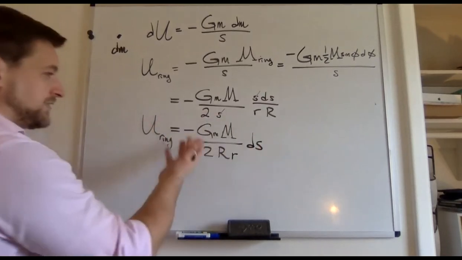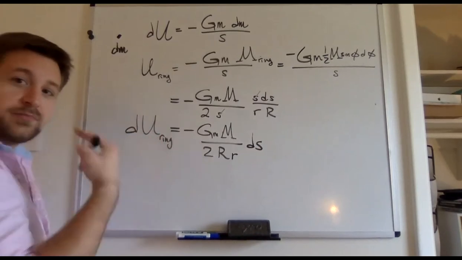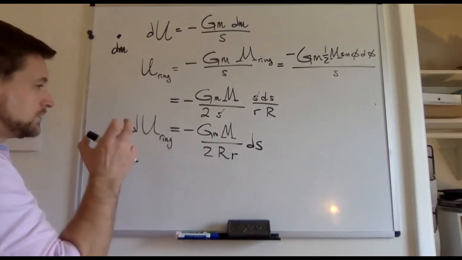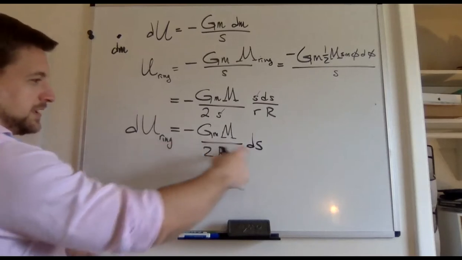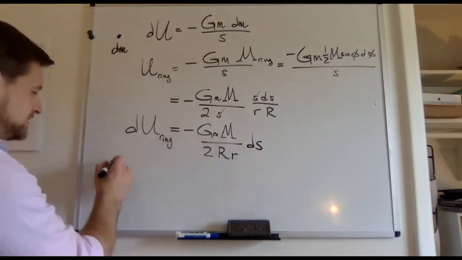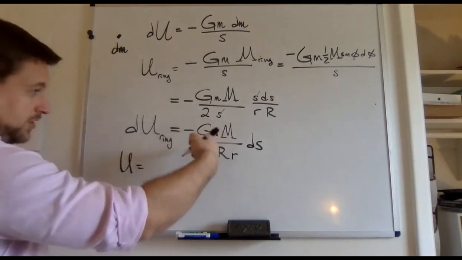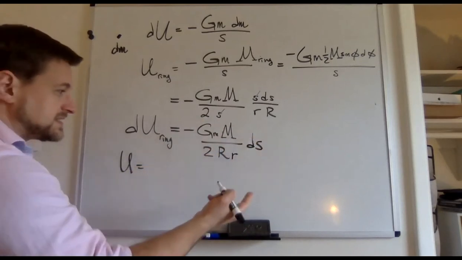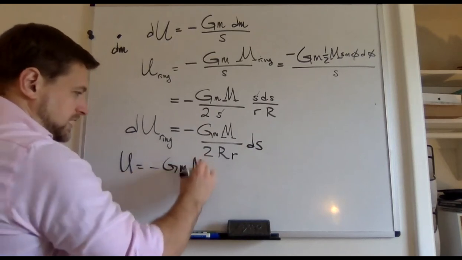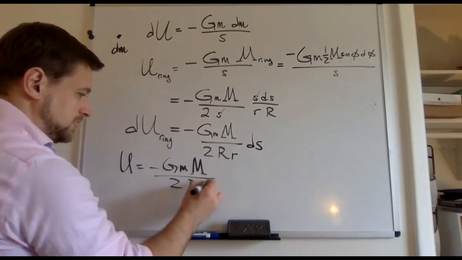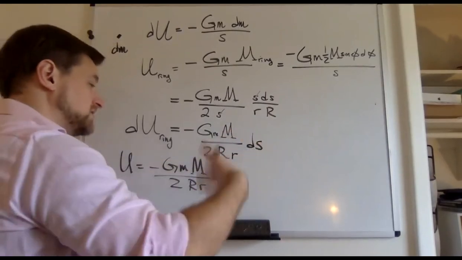So now we can integrate this. This is actually the small bit of potential energy associated with the pink ring in the diagram. We need the whole sphere's worth of them. So this is some differential ring, and we can integrate both sides. The potential energy of the total then is the integral of this, but all of this junk is constant. So we're just integrating ds. Negative G m capital M over 2r capital R times the integral of ds, which is just s.